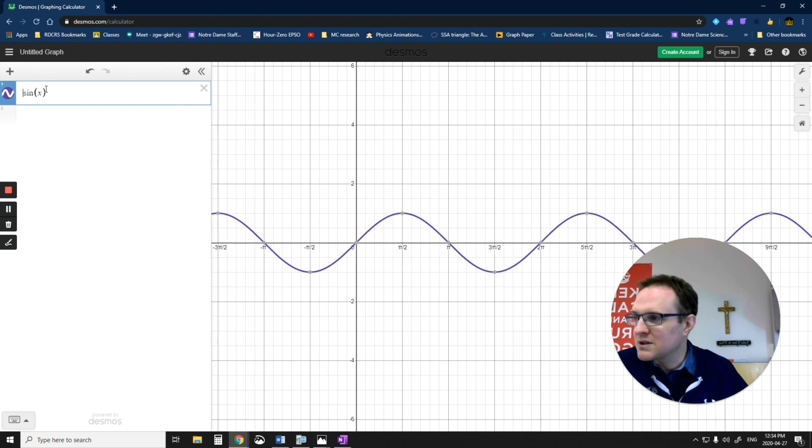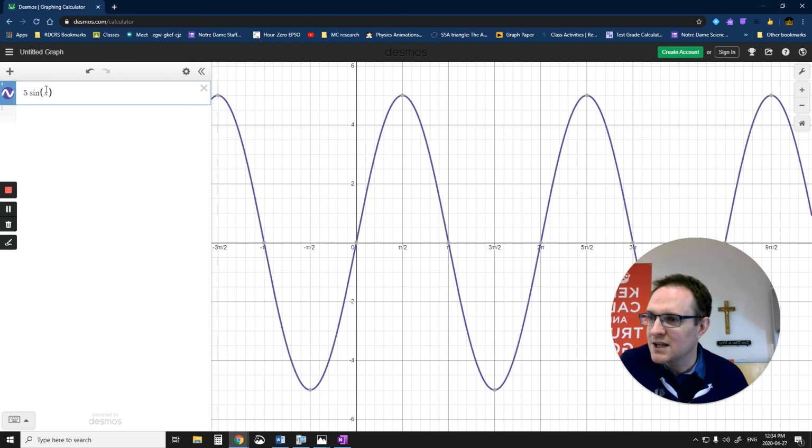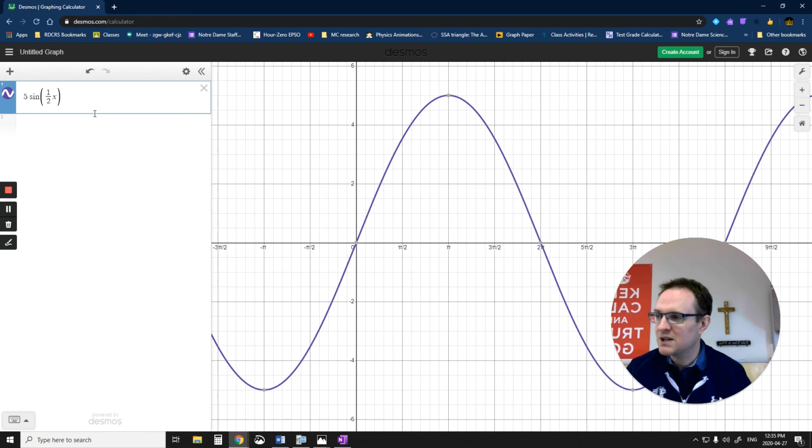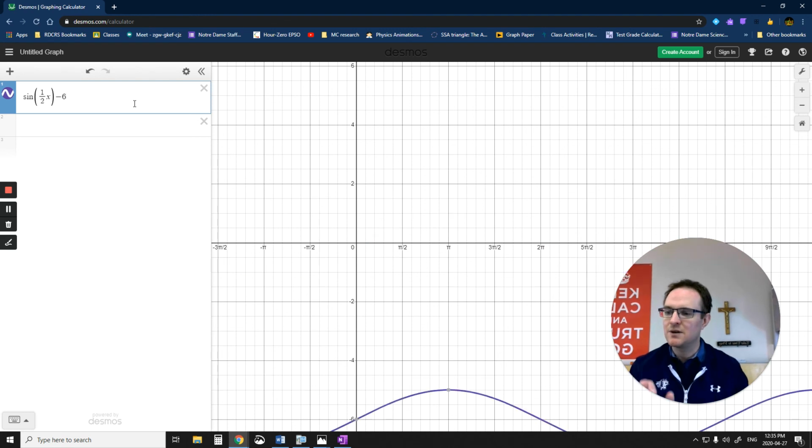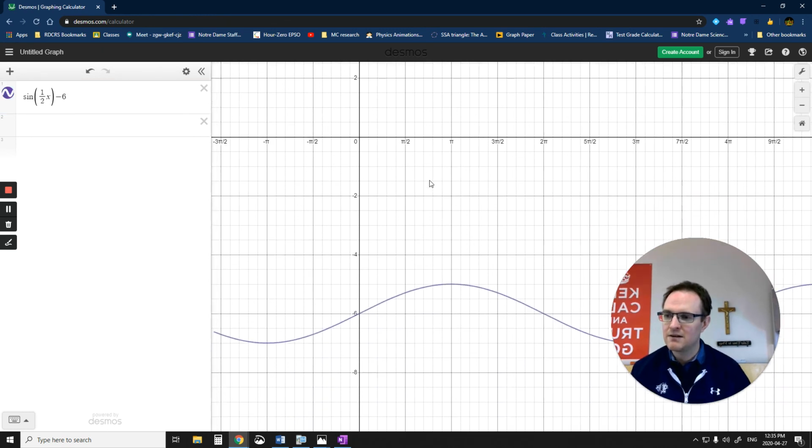Well, maybe I'll put a number somewhere. Maybe I'll put a number in the front here and I get a different amplitude. How do I change that so it has a different period? So maybe I'll put another number somewhere else in this equation, like that. And I'll change my period a little bit. I'll go back to my regular amplitude, right? Or how do I move the graph up? Or move it down. Maybe I'll subtract a number from it. It'll move the graph down, right?